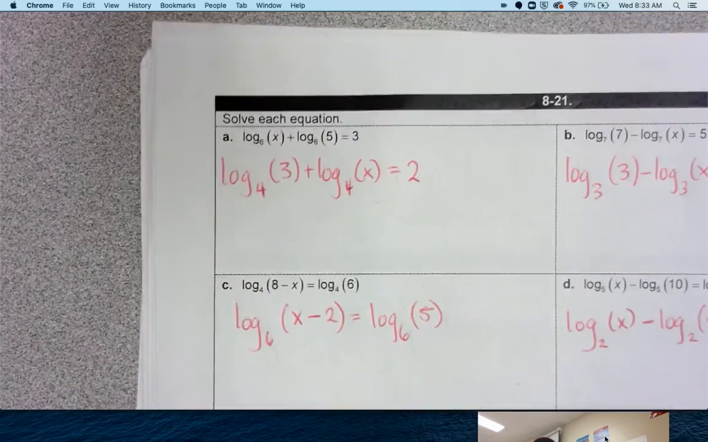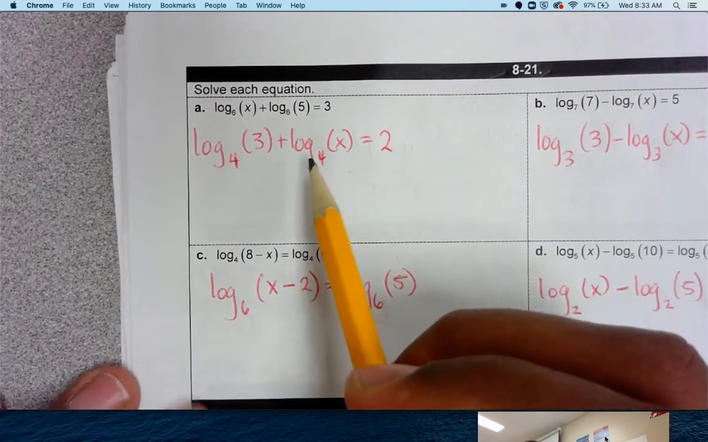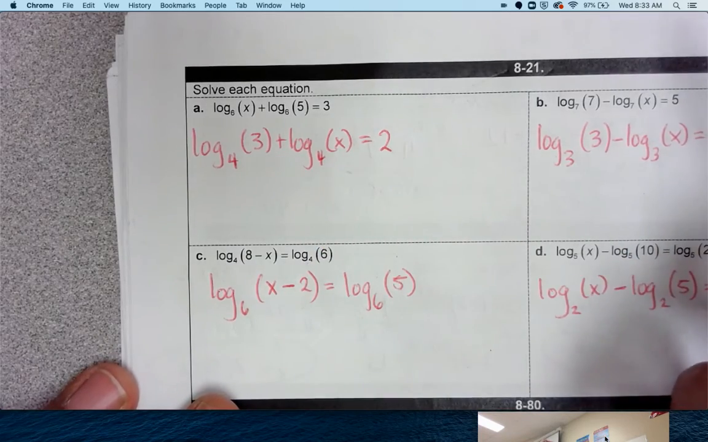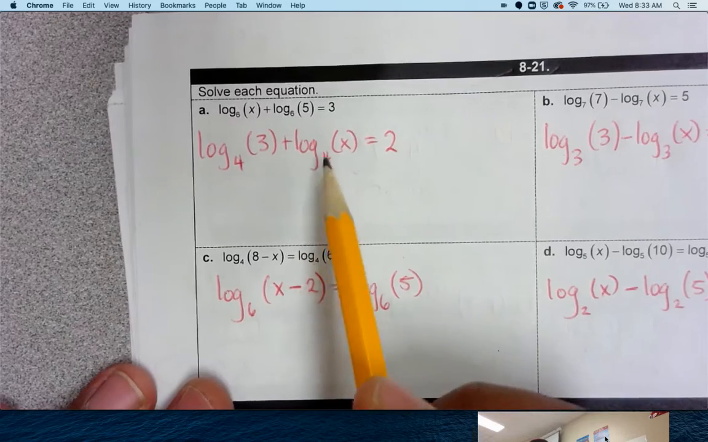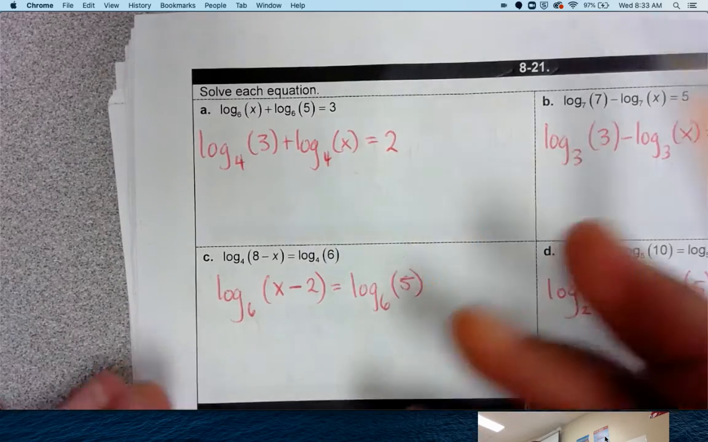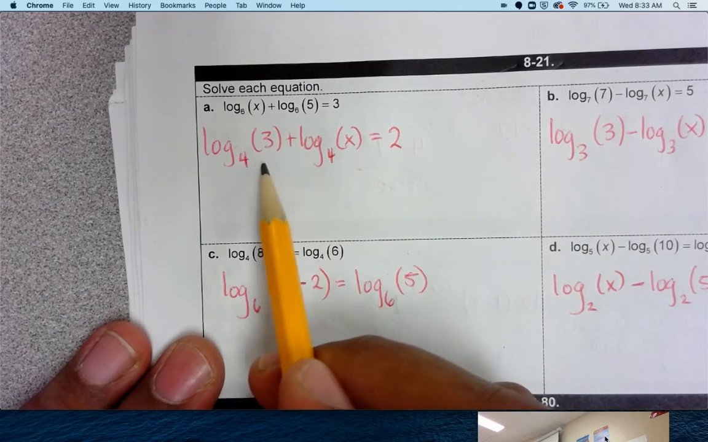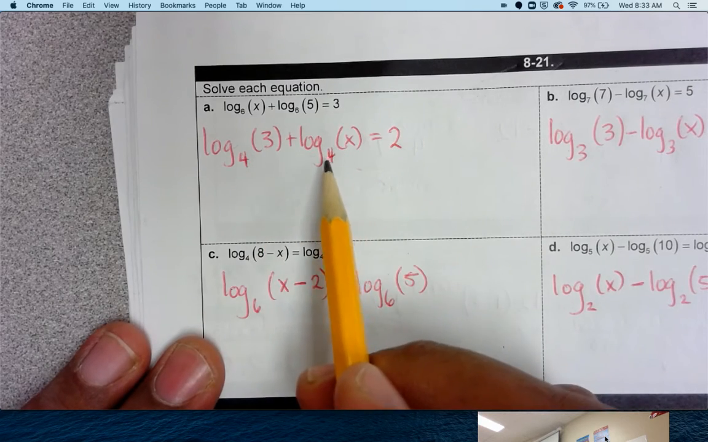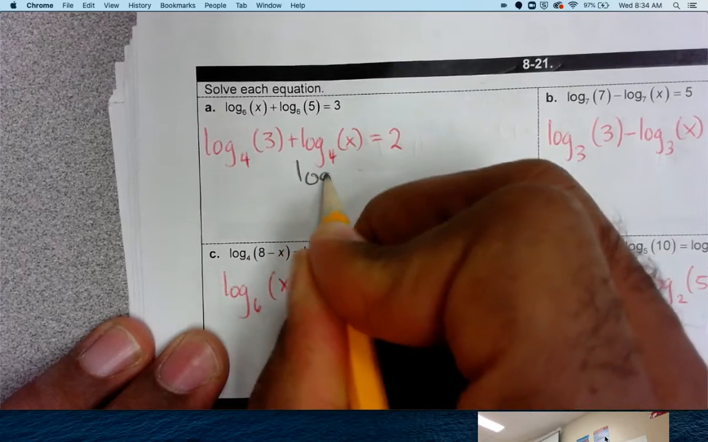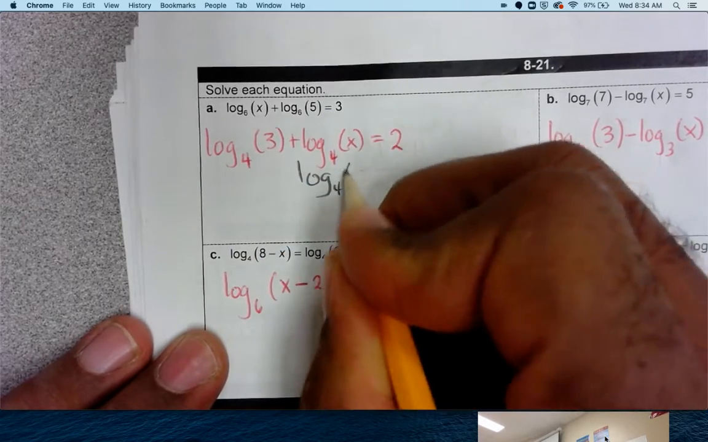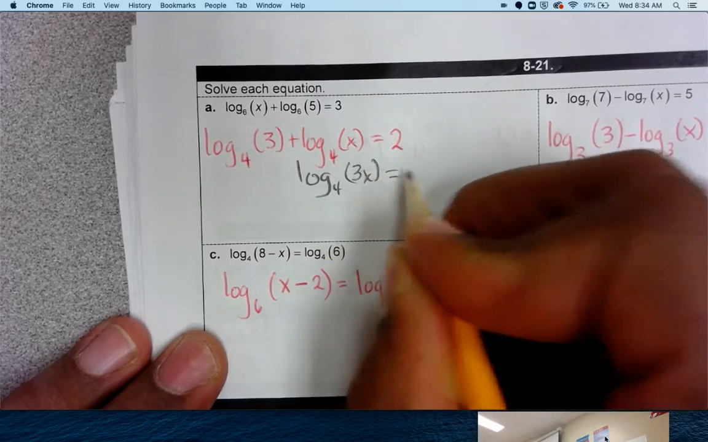All right, so now this one, we're going to use that same product rule to solve the equation. Okay, so remember how I was able to expand the log when I had 2 numbers being multiplied? I can also condense it and go back the other way. So these 2 logs, which have the same base, remember they have to have the same base, since they're being added, I can combine them into one log, and I multiply those numbers on the inside. So 3 times x equals 2.